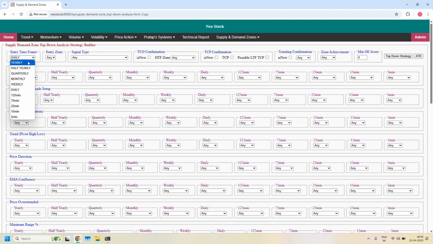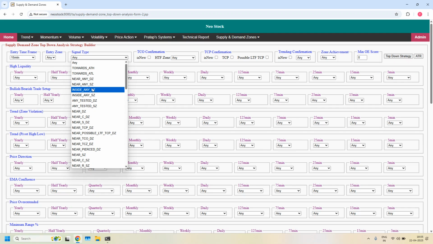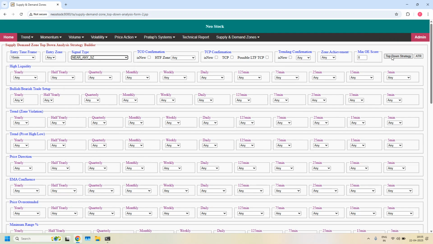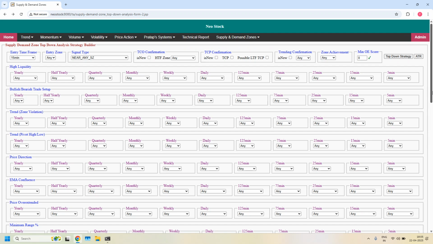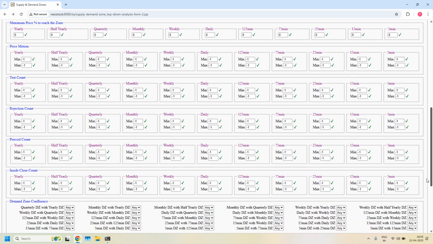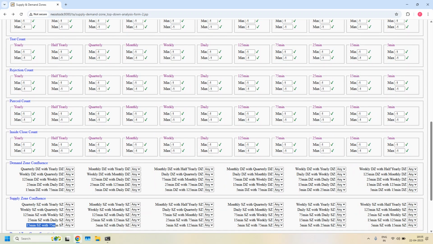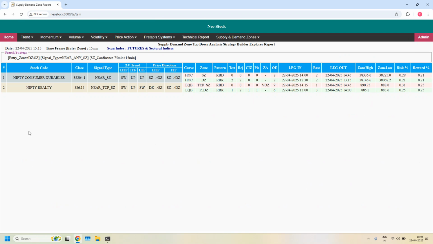Okay, next for the 15-minute time frame, stocks near 15-minute supply zone. We got 6 stocks. Let's verify how many of these 15-minute supply zones are having 75-minute supply zone confluence. So with this filter, we got 2 stocks, but both are indices.